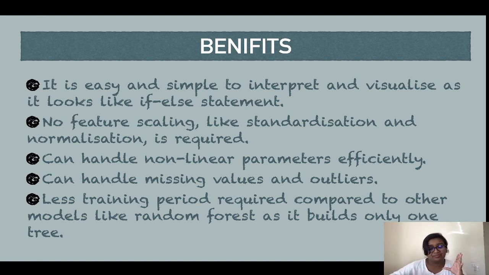Next is the training period. Now when it comes to a decision tree, there's only one tree formed, right? We divide the data into subsets and we form only one tree. But there are other algorithms like random forest where it's a forest, so it's going to form a lot of trees, so it takes time. But since a decision tree forms only one tree, the time taken for training is really less.